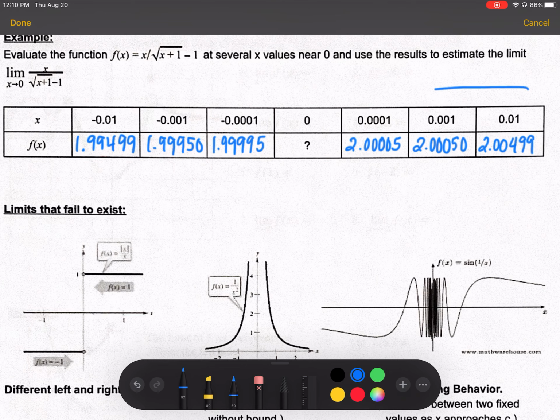Okay, so remember we're looking, what are we doing from the left side and the right side, and what is it that we're trending towards? And is that number the same thing on both sides? So if we look at this, we can see that as we go from left to right, we're getting very, very close to 2. And then as we go from right to left, we're also getting very, very close to 2. So the limit here is going to be 2.